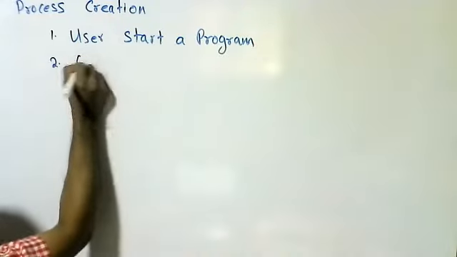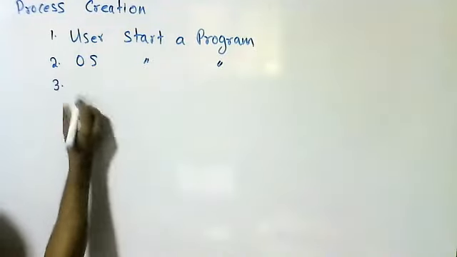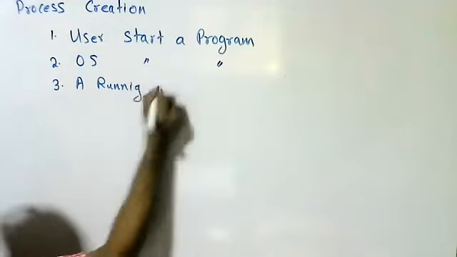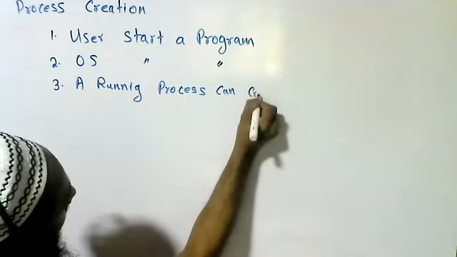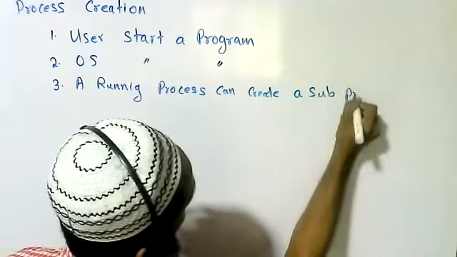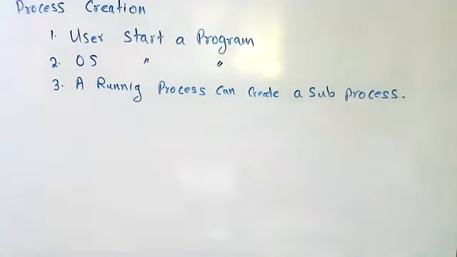And the OS starts a program. The OS can start a program, then a process is created. And a running process can create another sub process. A running process can create a sub process. These are the three situations in which a process can be created.